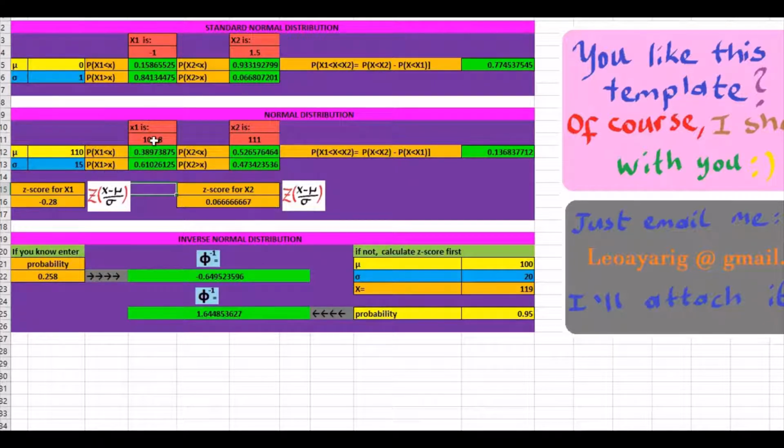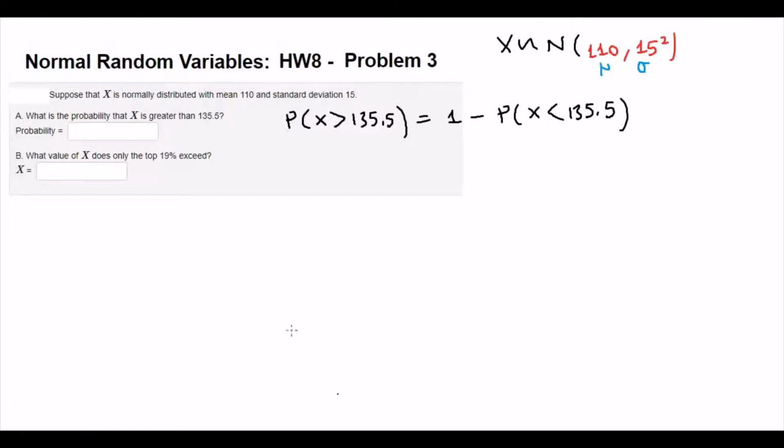Our z-score will be automatically calculated here when we enter the x1 value, which is 135.5. So our z-score is automatically 1.7, and our probability that x is greater than 135.5 is 0.0445. So the probability here is 0.0445 because x greater than 135.5 is the complement of x less than 135.5.